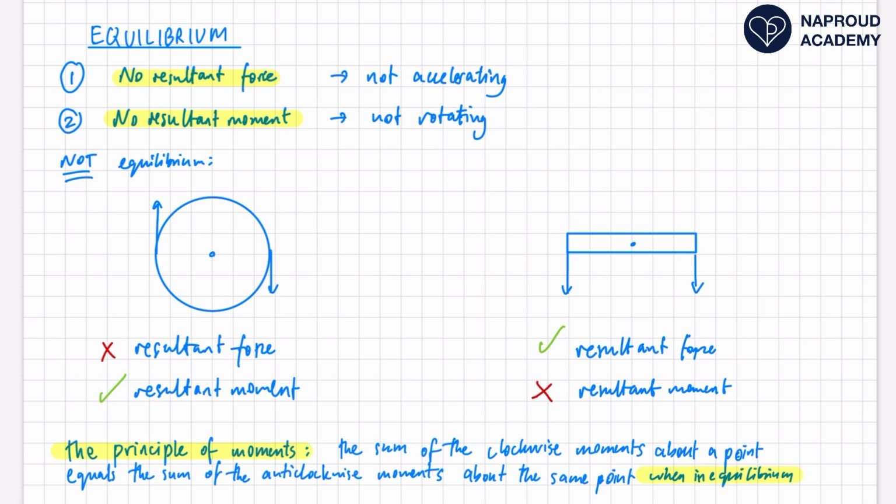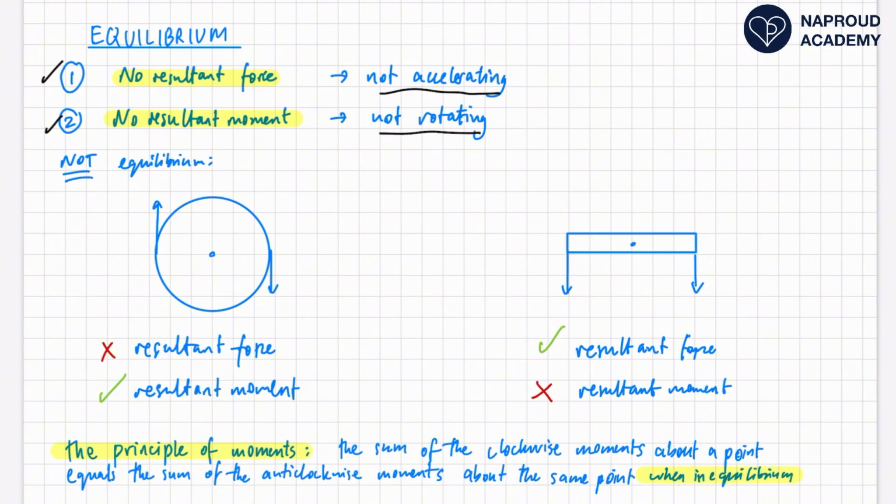In this video, we are going to explain the concept of equilibrium. There are two criteria which constitute whether a body is in equilibrium. Firstly, that there is no resultant force, and secondly, there is no resultant moment. As a result, a body in equilibrium will not be accelerating, so it will not be changing in speed or direction. It will also not be rotating or spinning in any way.